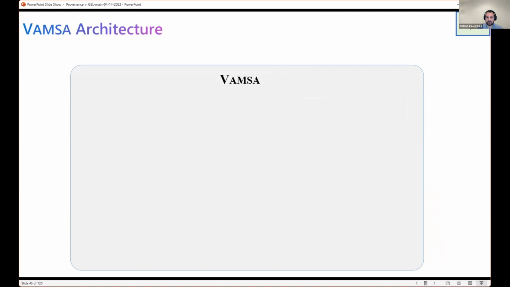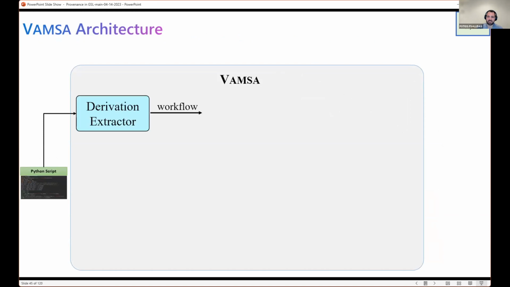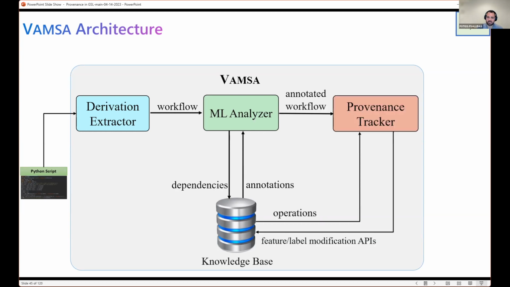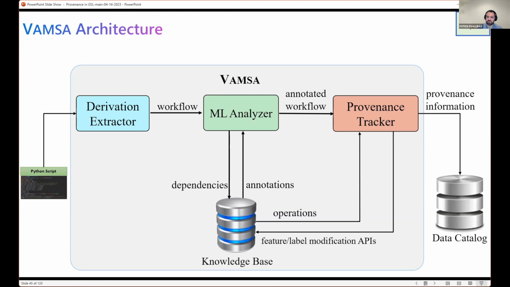All right, so the way that VAMSA operates is that it reads as input the Python script. And the first thing that it does is that it compiles this script into a workflow in our in-house internal representation. This workflow is going to be input to the ML Analyzer, and the ML Analyzer is going to be annotating the nodes and the edges of this workflow with semantics that are coming from a knowledge base. The annotated workflow is then going to be input to the Provenance Tracker component that is responsible for going back and forward in this workflow so that it can identify provenance information. And this provenance information is then going to be stored in an external data catalog, such as Microsoft Purview.